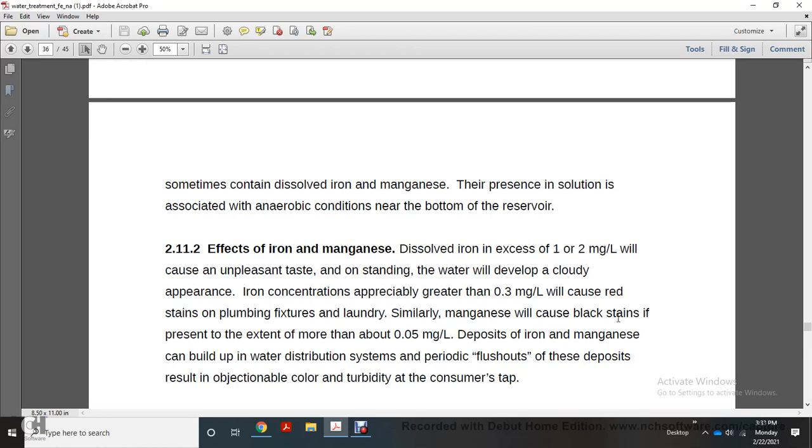Similarly, manganese will cause black stains if present in amounts more than about 500 micrograms per liter. Deposits of iron and manganese can build up in the water distribution system. Periodic flush-outs of these deposits result in objectionable odor and turbidity at the consumer tap.